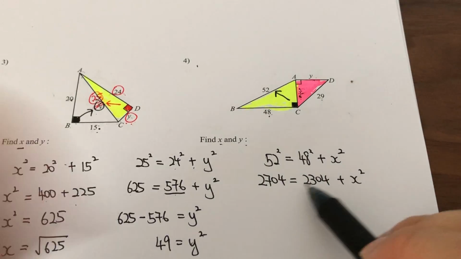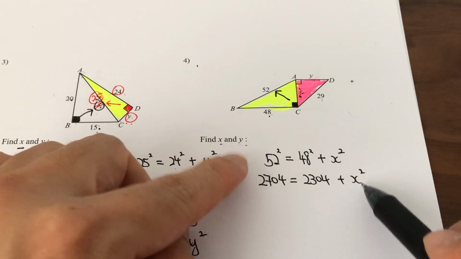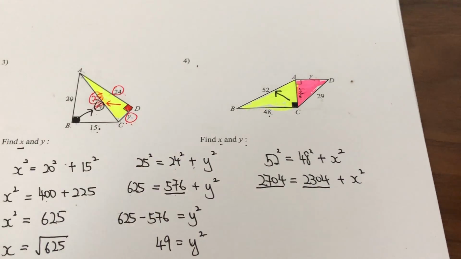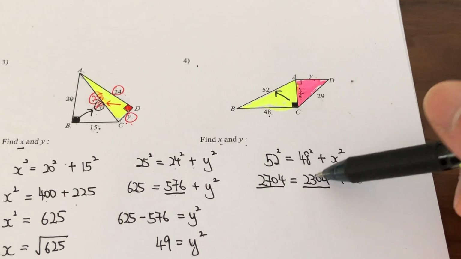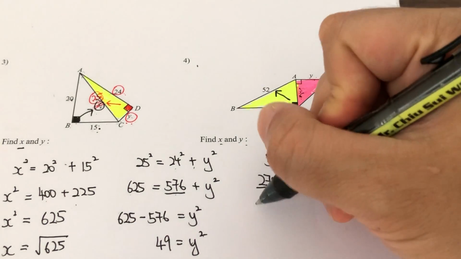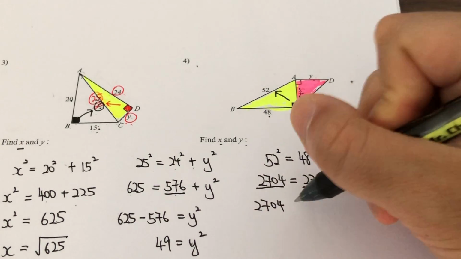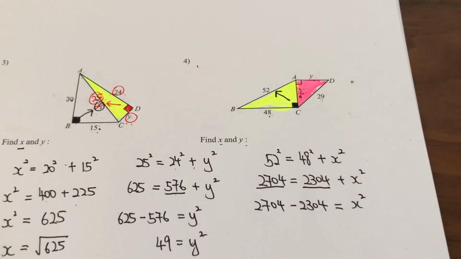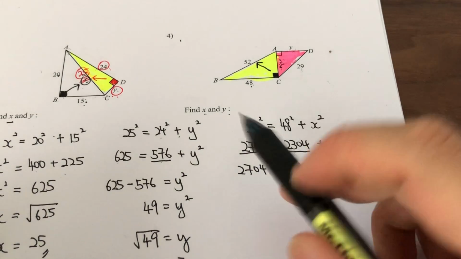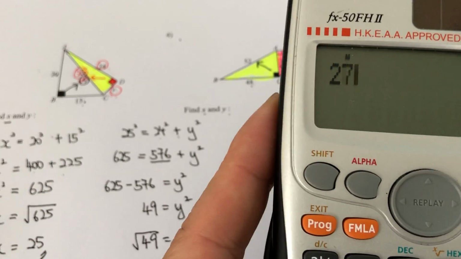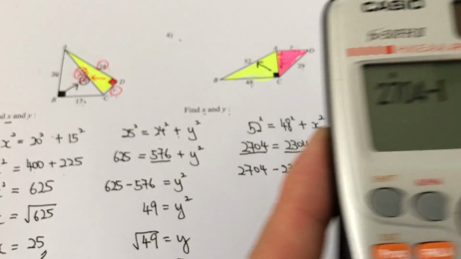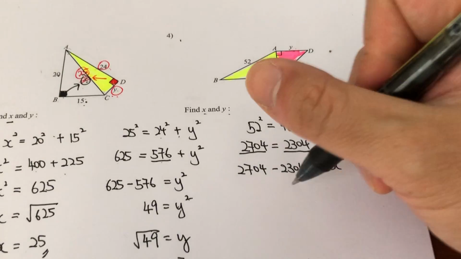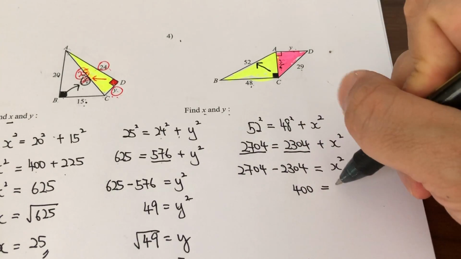Now please look at this line. What should we do next? We've got a number and also a number. We should bring them together, combine them. So 2304 positive, when you bring it to the other side, to the left hand side, becomes negative 2304. And therefore, we have 2704 minus 2304. Oh, nice, which is 400. 400 equals x squared.